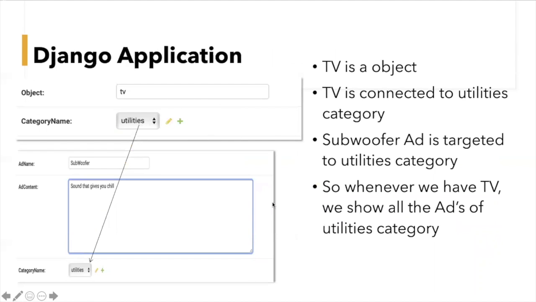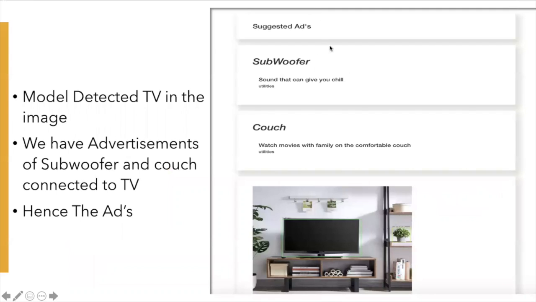This is a Django application in which I have created different tables, in which I can say TV is a type of utility, and this is information from object to category, and this is from category to advertisement. So TV is an object, and the subwoofer advertisement is connected to the utility. So whenever I detect a TV, I should be displaying a subwoofer. This is how the advertisements will be produced.